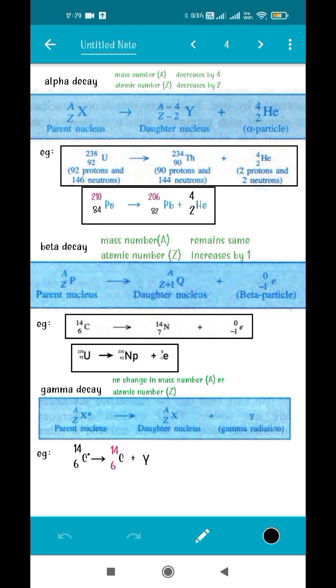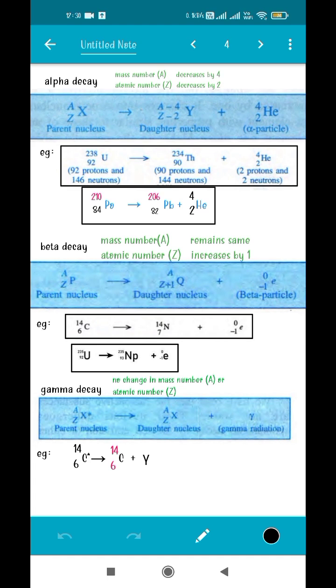In case of alpha decay, the mass number will decrease by 4 and the atomic number will decrease by 2. As you can see in the example below, uranium 238, 92: the mass number is 238 and the atomic number is 92. When an alpha particle is emitted from it, the mass number decreases by 4, from 238 to 234, and the atomic number decreases by 2, from 92 to 90. Along with that, since an alpha particle is actually a helium nucleus, we have written helium 4, 2. You can also write alpha particle, that is also okay.